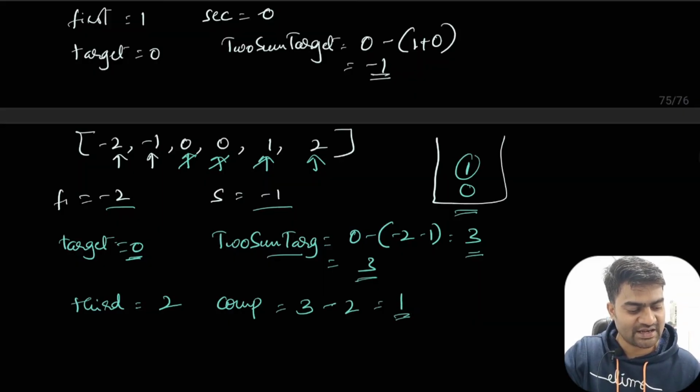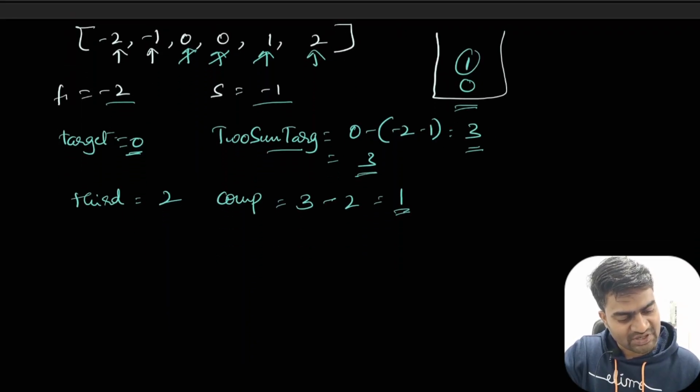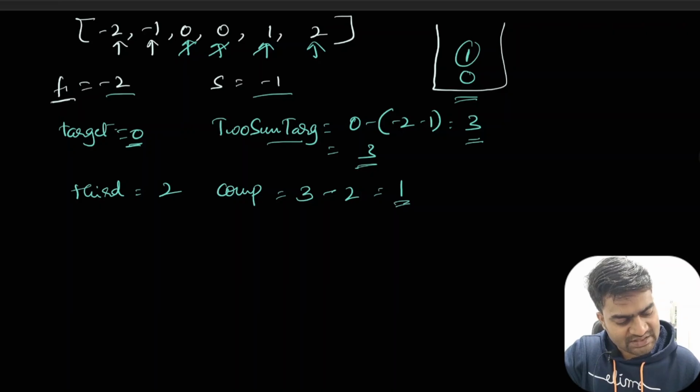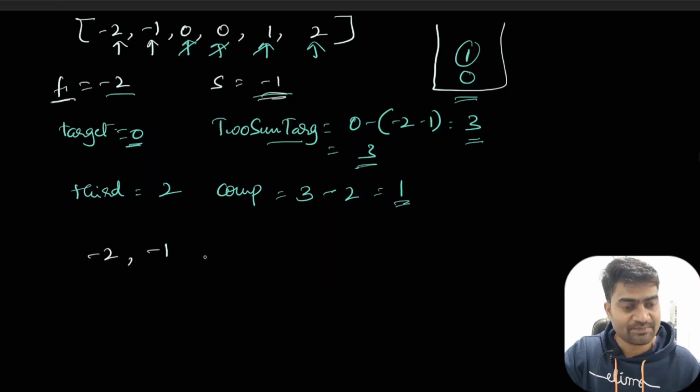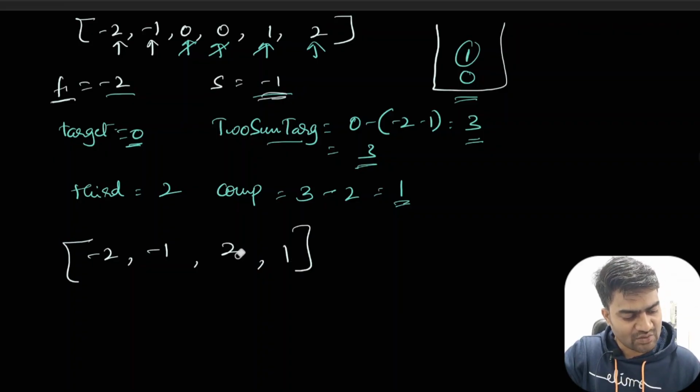So if it is there, then we got the quadruplet. Our quadruplet will be: one number is our first, which is -2, and another number is our second, which is -1. Then the third number will be 2 and the fourth number will be the complement, which is 1. We normally take the complement first and the third number second, because it will give the values in the proper order. So now we found one quadruplet.